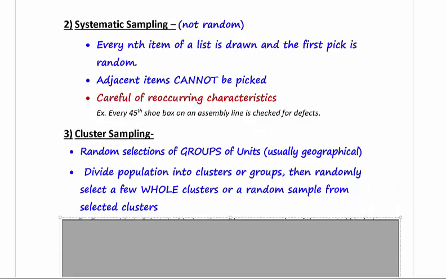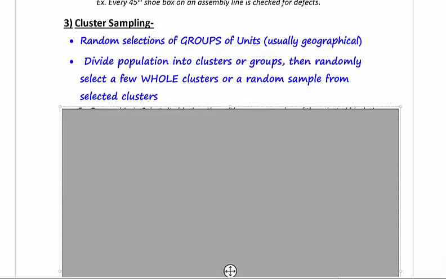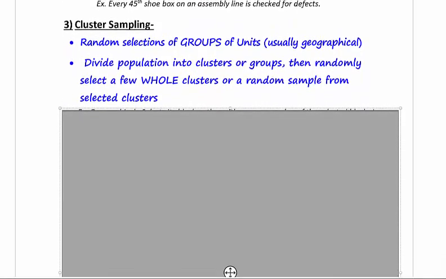Our third type of sampling that we're going to talk about in this section is called cluster sampling. With number 3, cluster sampling, and number 4, stratified sampling, you need to be very careful because it's easy to confuse these two. Cluster sampling is going to be random selections of groups of units. That's important. We're going to select groups of units.